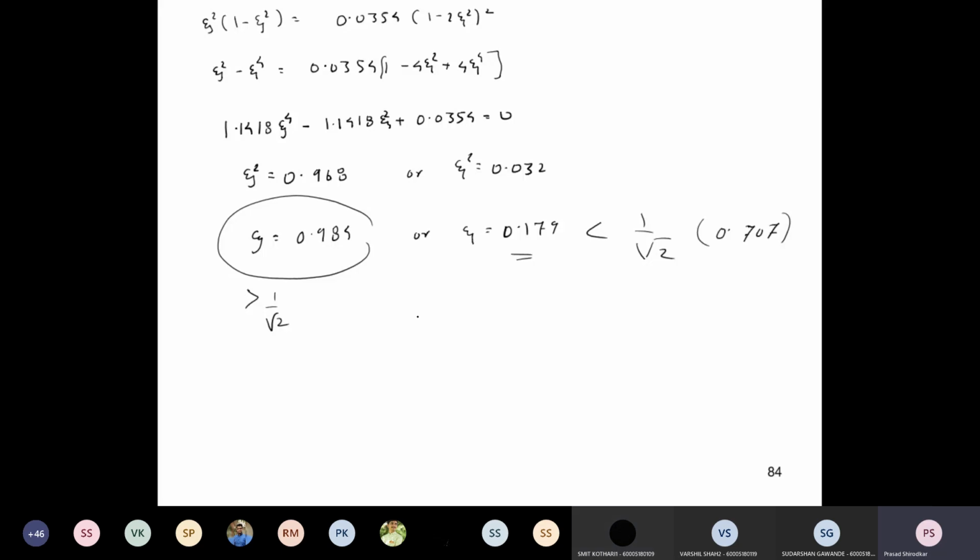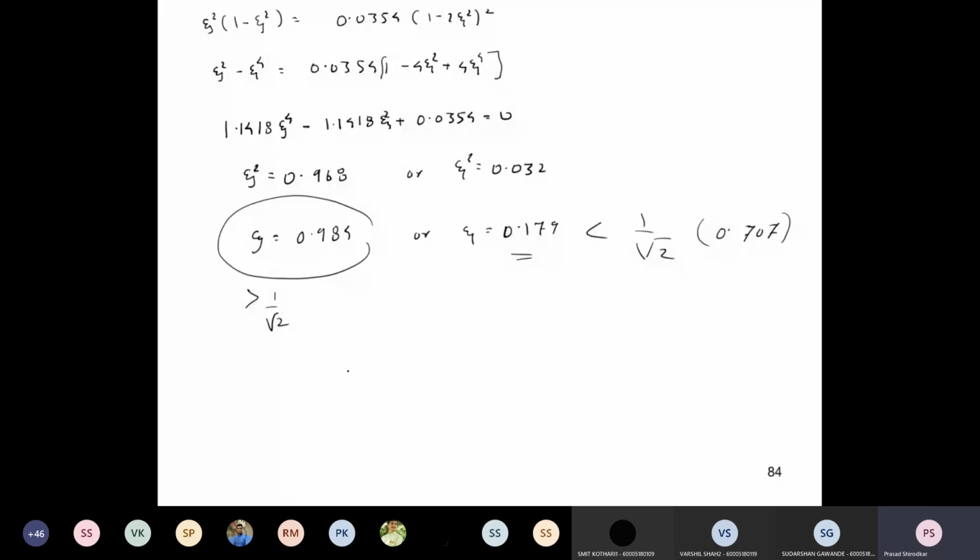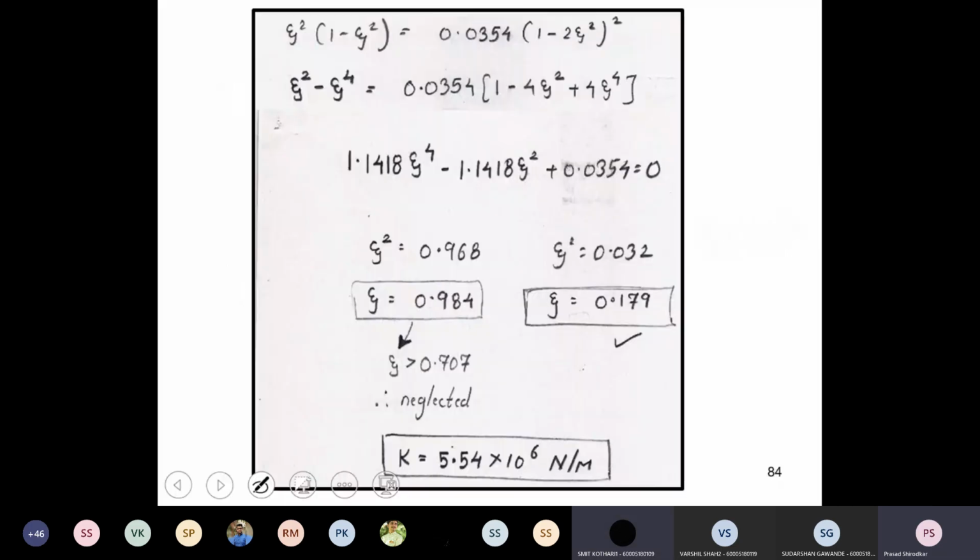So you are selecting the value zeta equal to 0.179. Substitute zeta equal to 0.179 in the expression for k, and that will give you the value of k, which is equal to 5.54 into 10 raised to 6 Newton per meter. Alright, so that is the value of k. This is just a summary of the calculation.